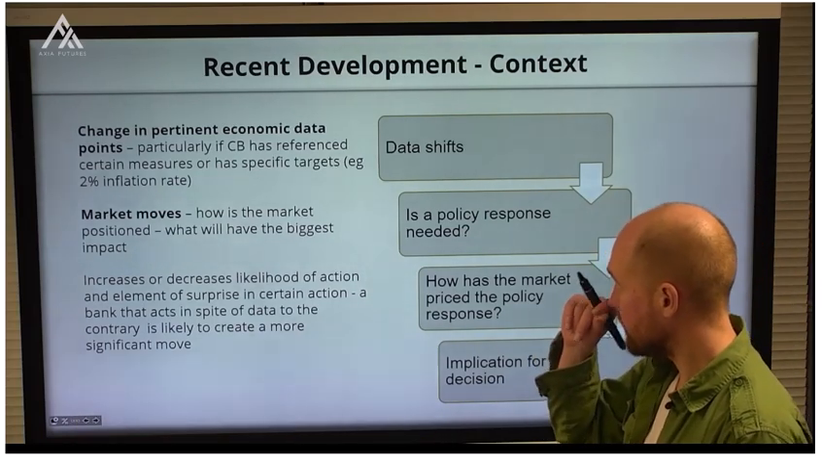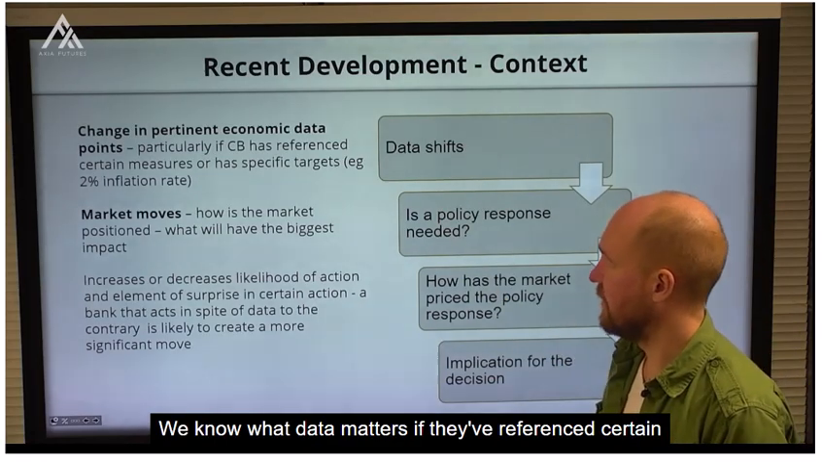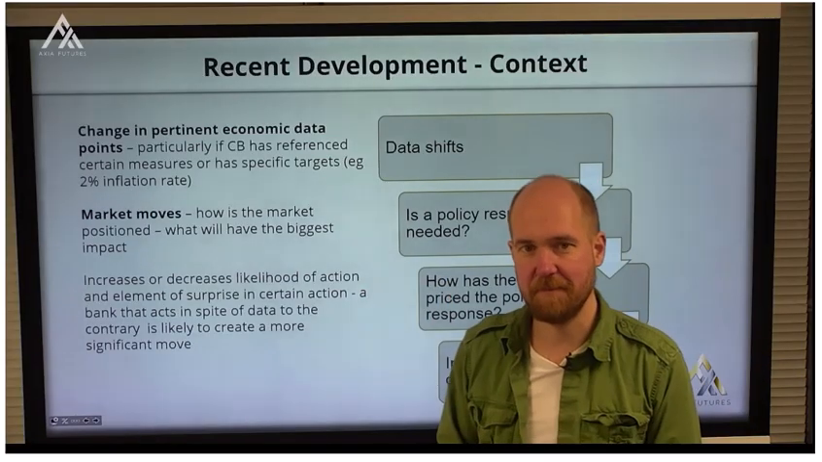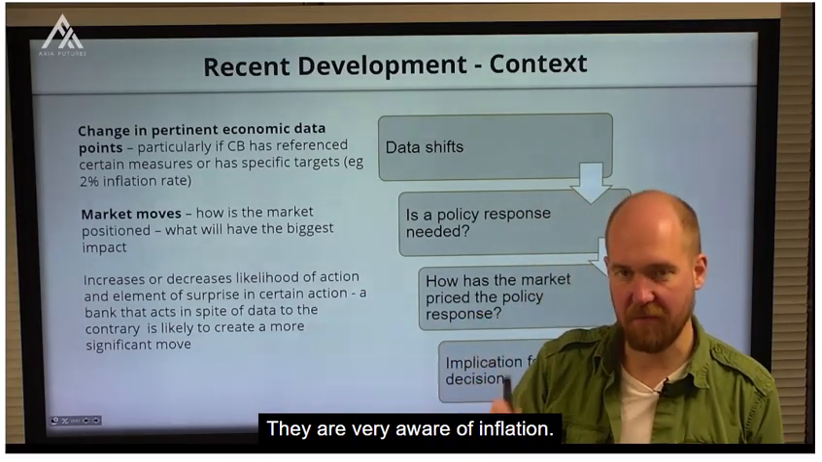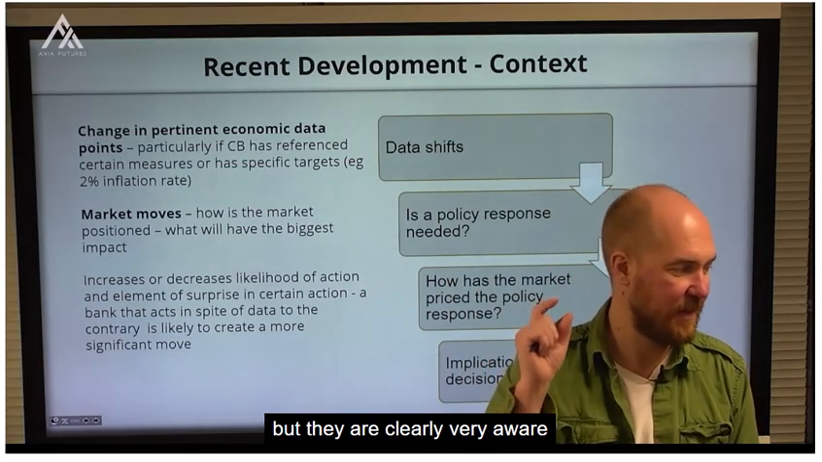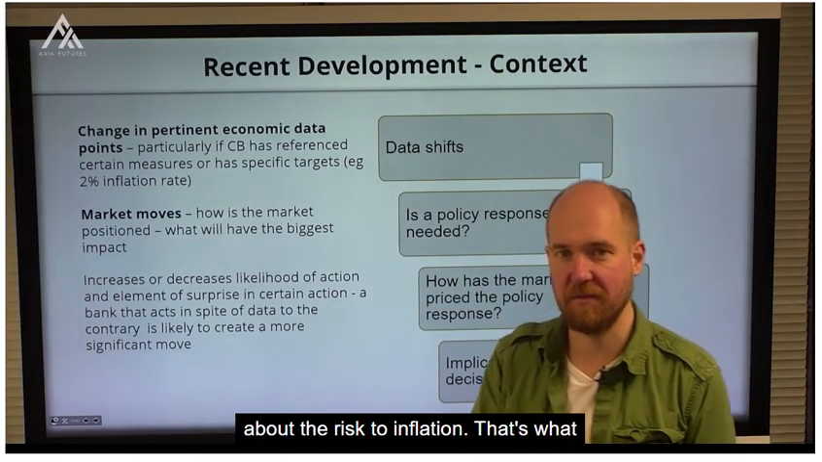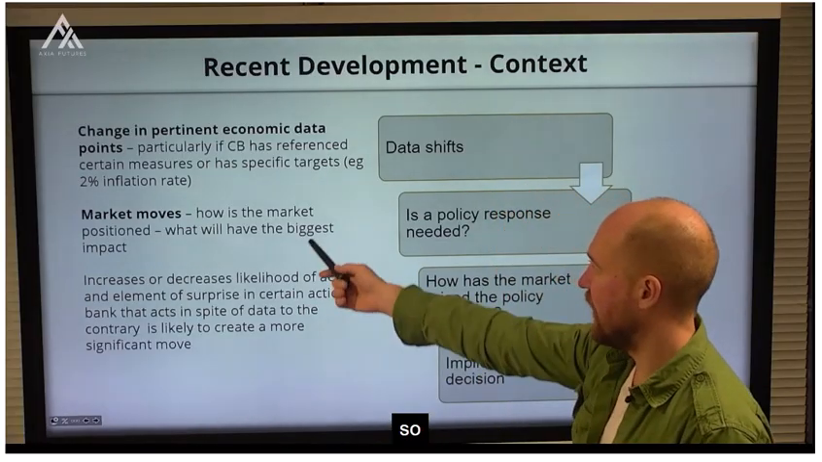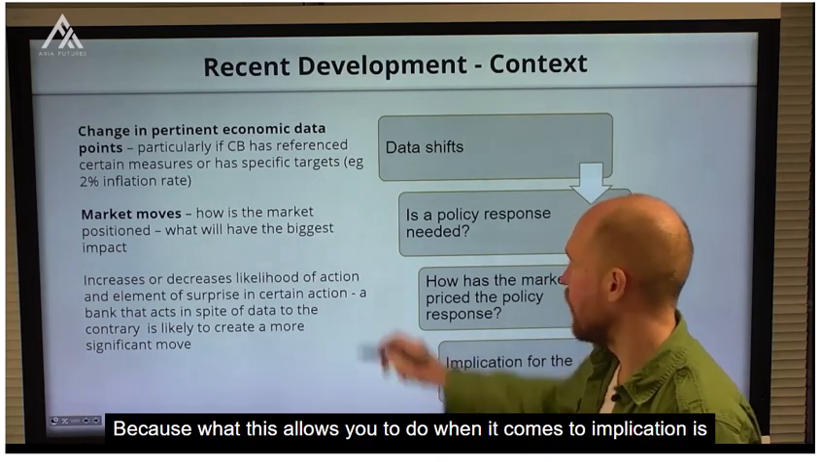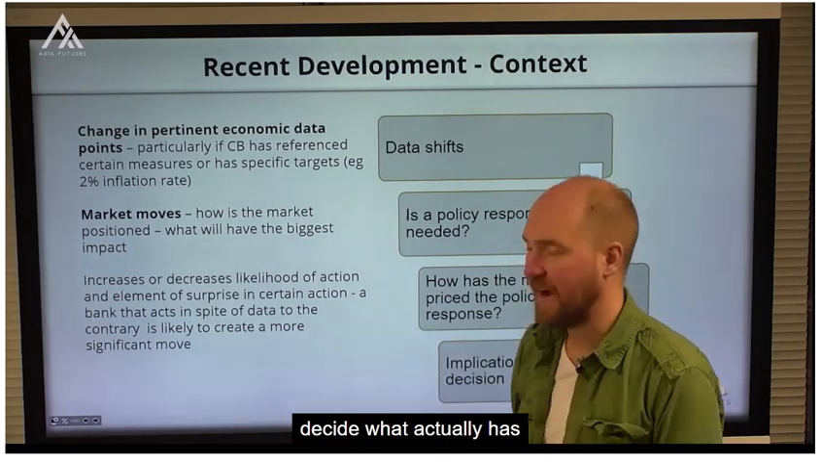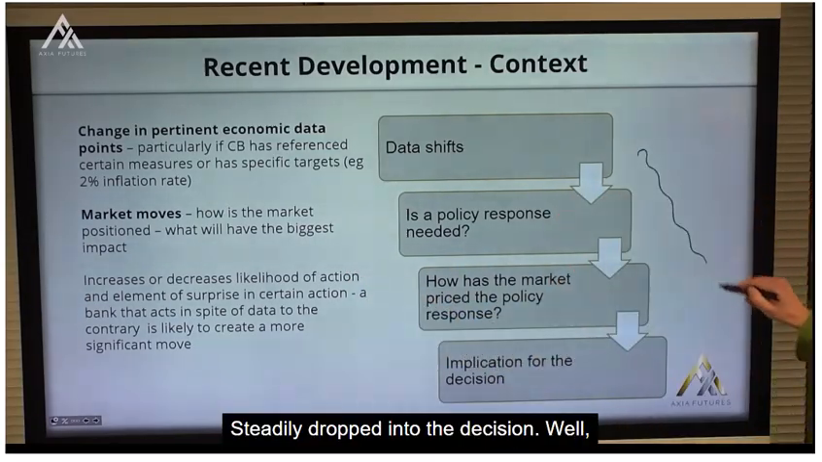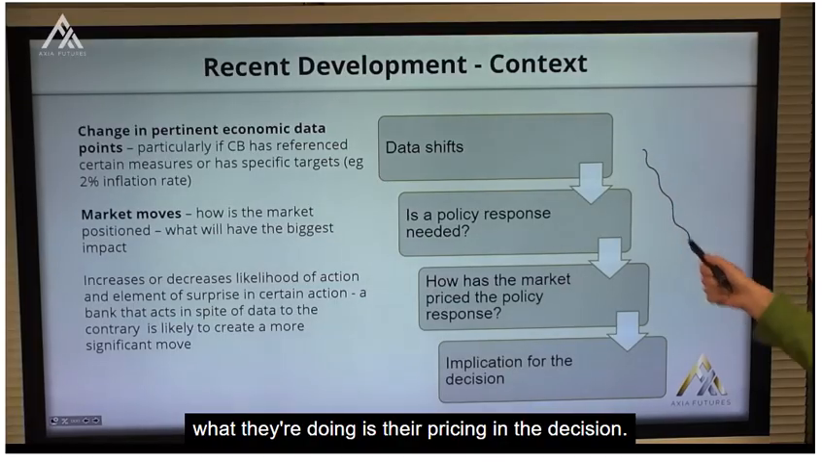So, we know what data matters. If they've referenced certain measures or have specific targets, like they said in the last statement, they are very aware of inflation. That was the bit in the global aspect. I don't think I paraphrased that precisely, but they are clearly very aware about the risk to inflation. That's what matters. So, you can then look at how markets have moved. Because what this allows you to do when it comes to implication is decide what actually has the scope to move. If markets have all steadily dropped into the decision, well, what they're doing is they're pricing in the decision.